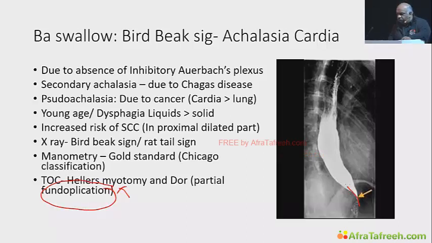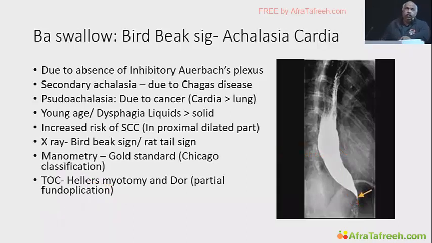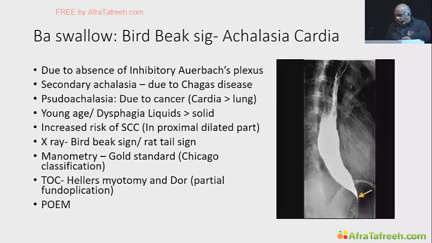After myotomy, the patient develops reflux. To prevent reflux, we normally combine myotomy with fundoplication. So fundoplication is combined with myotomy not to treat achalasia, but to prevent reflux. There's a new treatment called POEM, per oral endoscopic myotomy, which I'll show you in the surgery part. There's a slide on surgery.